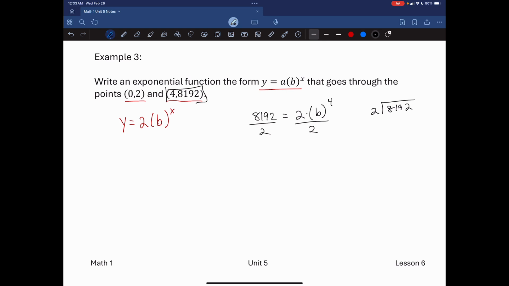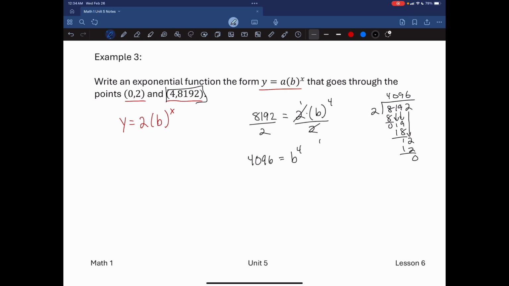Feel free to use a calculator. 8 divided by 2 is 4. 2 does not go into 1 evenly, but it does go into 19, and that's 9, because 2 times 9 is 18, with a remainder of 1, and bring down that 2. 12 divided by 2 is 6, with a remainder of 0. So after dividing by 2, we get 4,096. On the right-hand side, our 2s reduce to 1, and we're left with b to the 4th power.